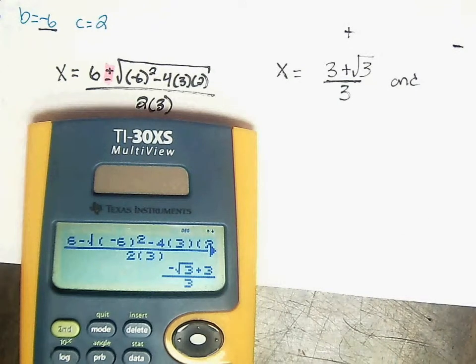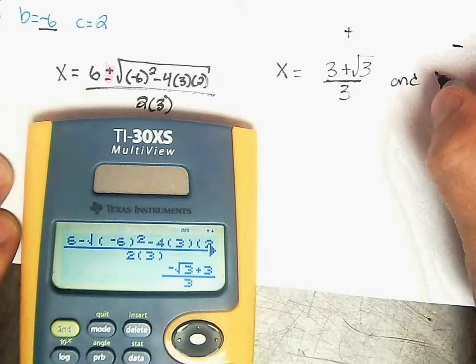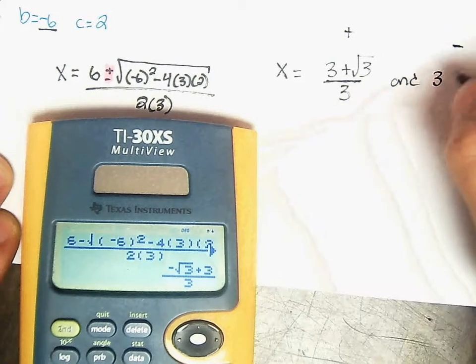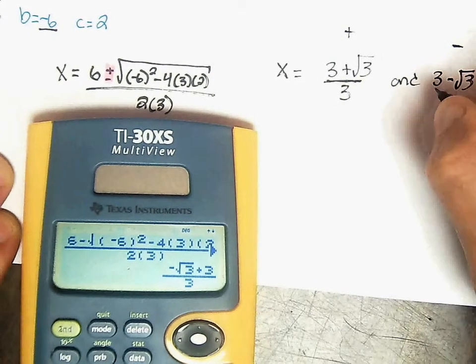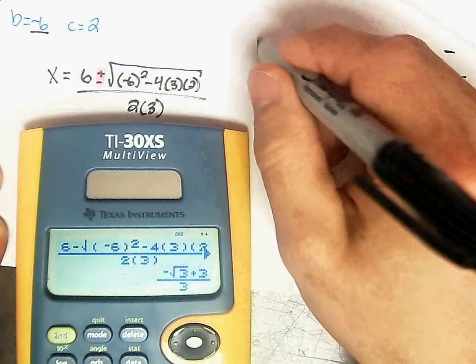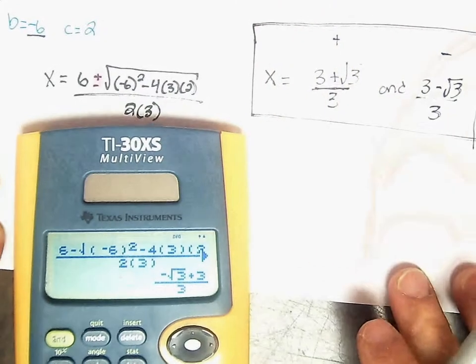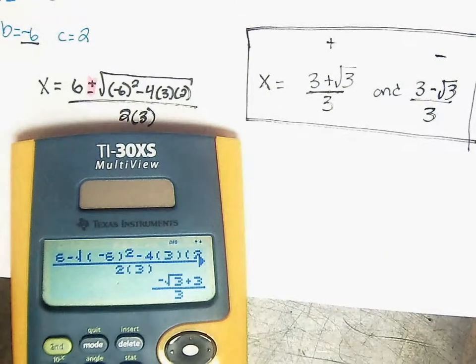So that's the second answer I get. Again, I'm going to switch it up. I'm going to put this 3 out front, so that's a positive 3 out front. Then put the negative square root of 3 behind it over 3. So that's the minus answer. So these are my two answers. And that's the answer to number 2. Okay?